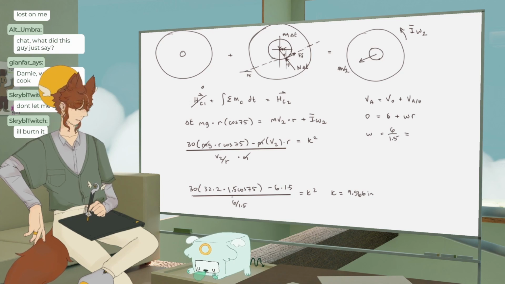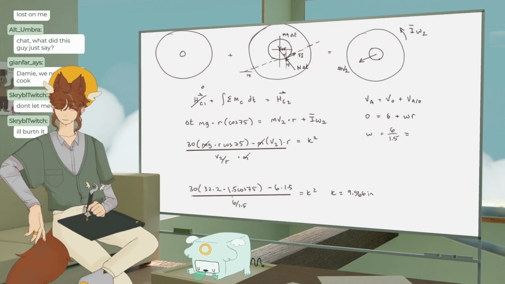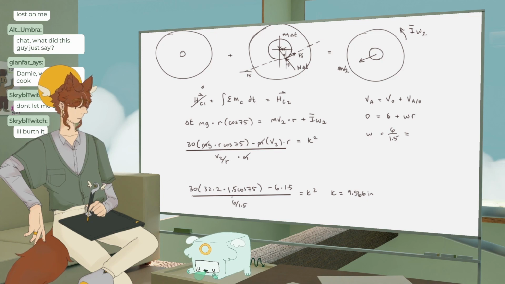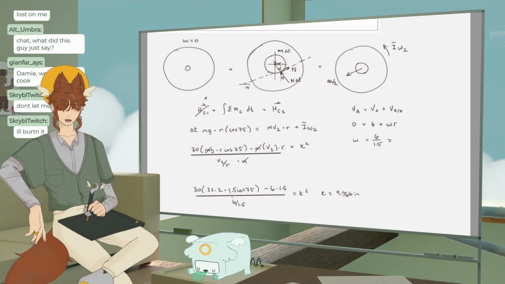Okay, 9 is not... 9 is not the same as 2 feet. What's happening? 30 times 32. Did I get this right and I just put in the answer wrong? I mean, that would be great. 357. Did I not get that? Divided by 6, divided by 1.5. Square root. No, I still get 9 point whatever.